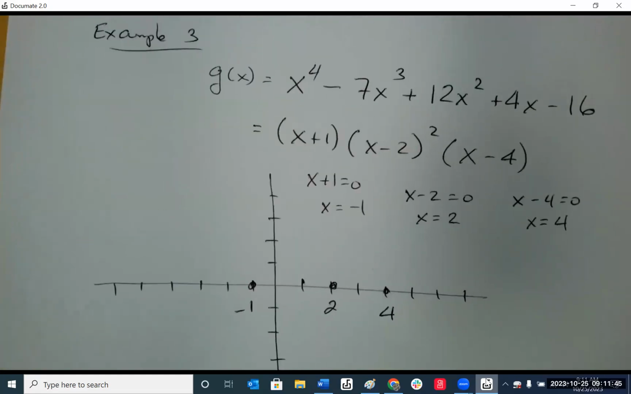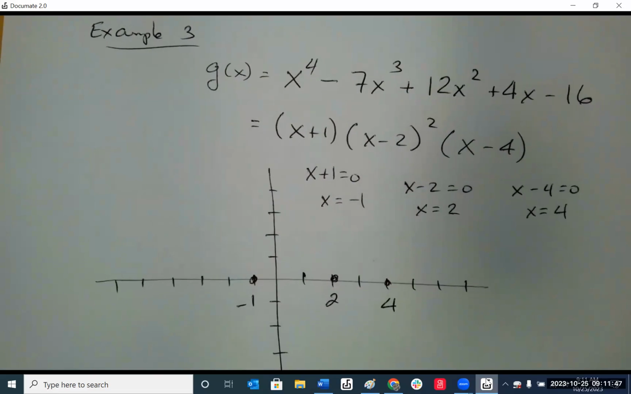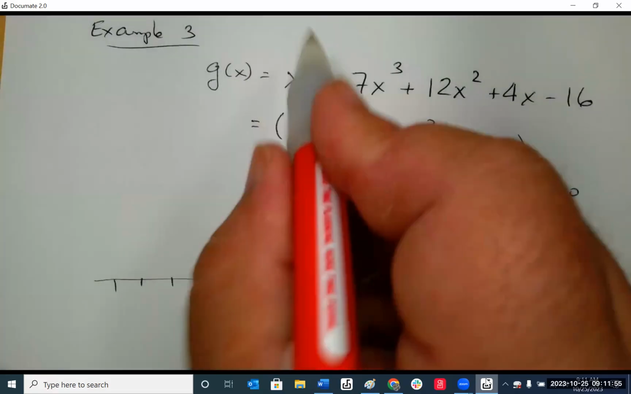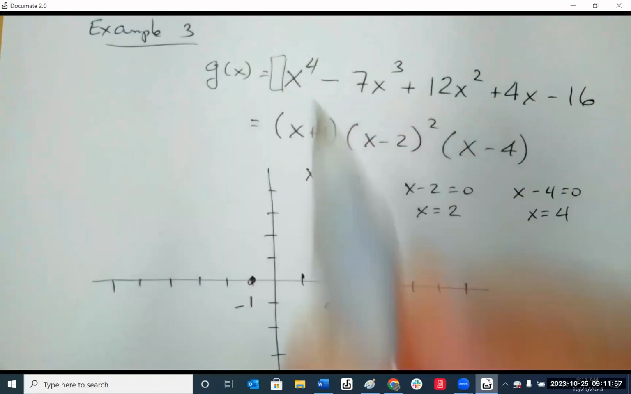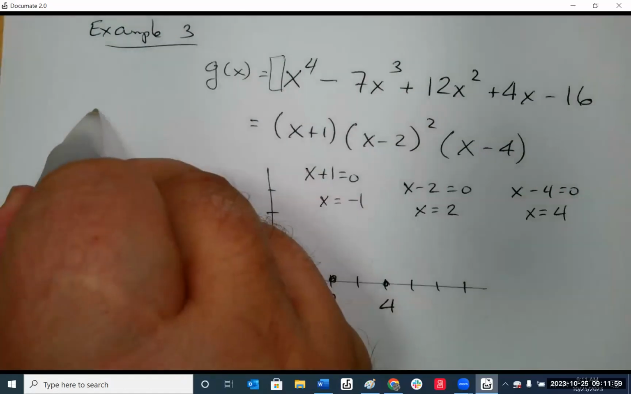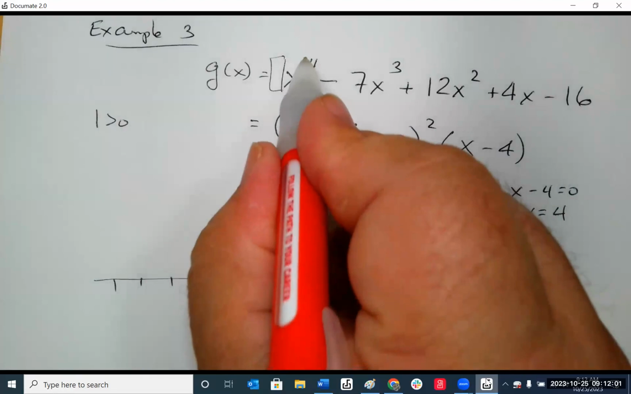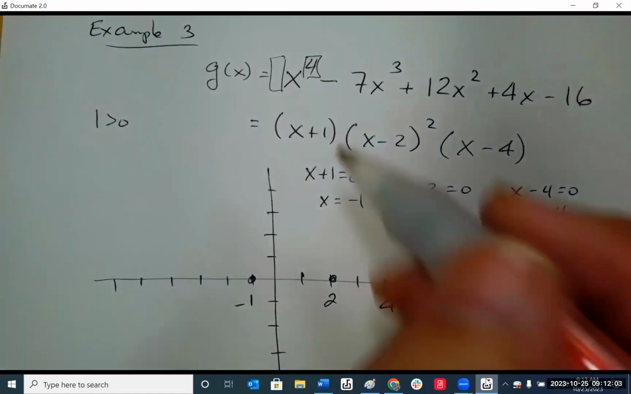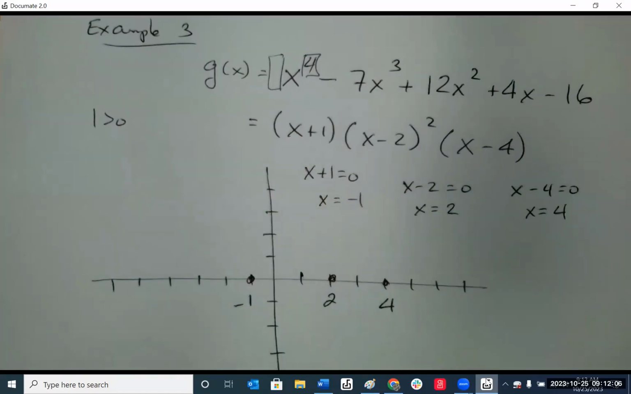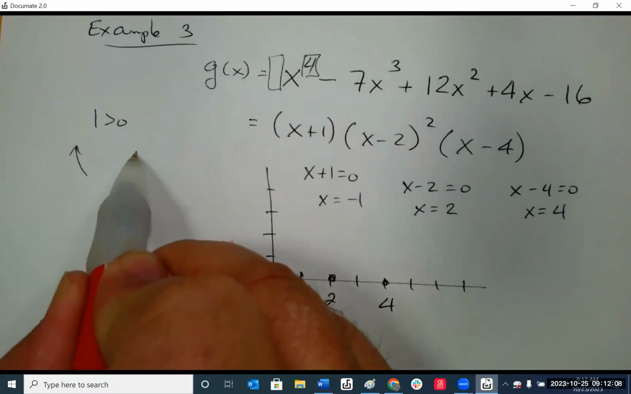What's the shape of the graph supposed to look like? They both go the same direction. Why do they go up? Well, because the leading term is positive. It's a +1. 1 is greater than 0. And they both point the same direction. They both point up. So the graph will look something like this.